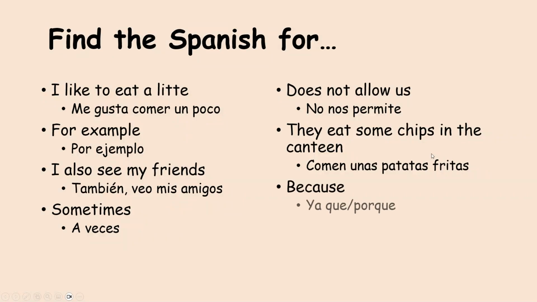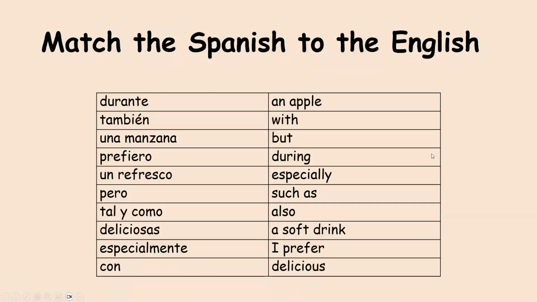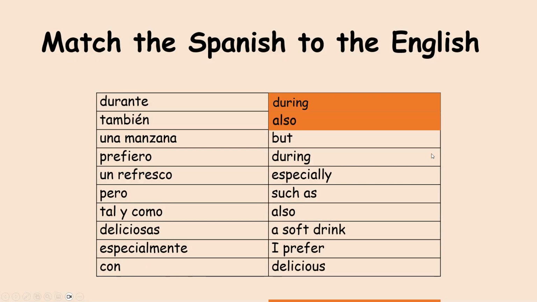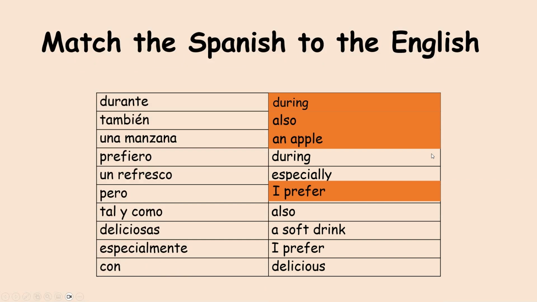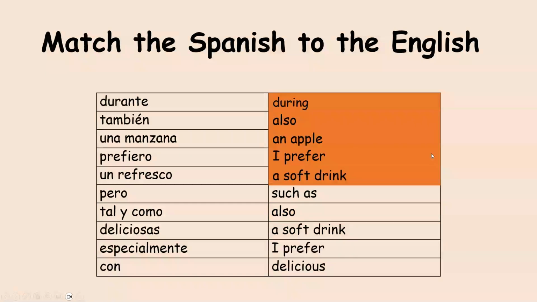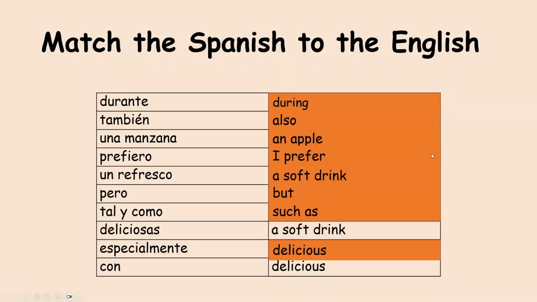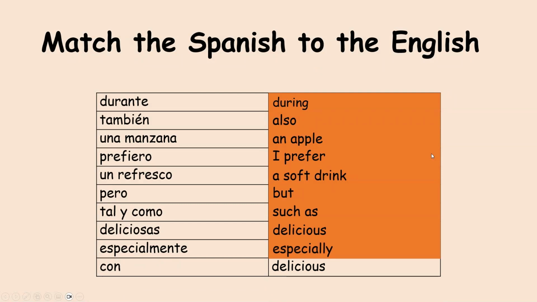Next one, because, ya que or porque. Ya que is a new one, so maybe you want to make a note of that. For your matchup, this is what you were shown, and this is what you should have. So it should be during, also, an apple. I prefer a soft drink, but such as, delicious, especially, with. Pause the video if you need some time to mark this.